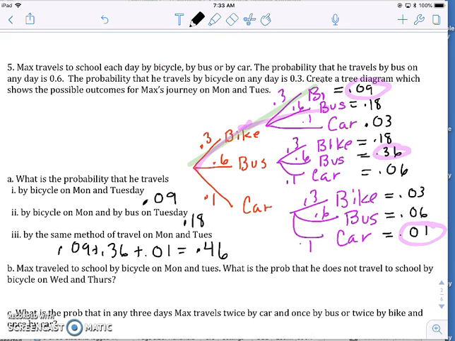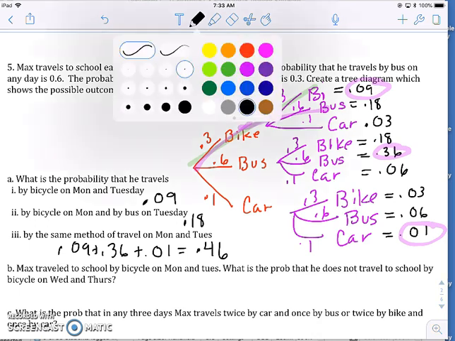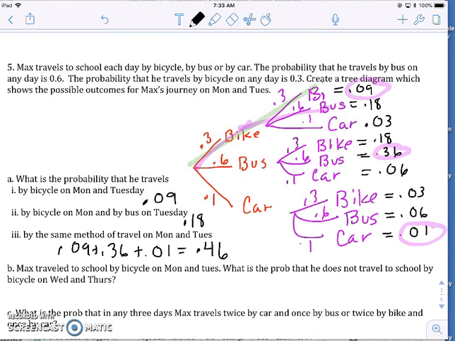Max traveled to school by bike on Monday and Tuesday. What is the probability that he does not travel to school by bicycle on Wednesday and Thursday? So wouldn't that just be, let's see, he does not, so we don't want any of the bikes. So he could do bus, bus, 0.36, bus, car, 0.06, car, bus, 0.06, and car, car, 0.01. So that would be, let's see, 0.49.